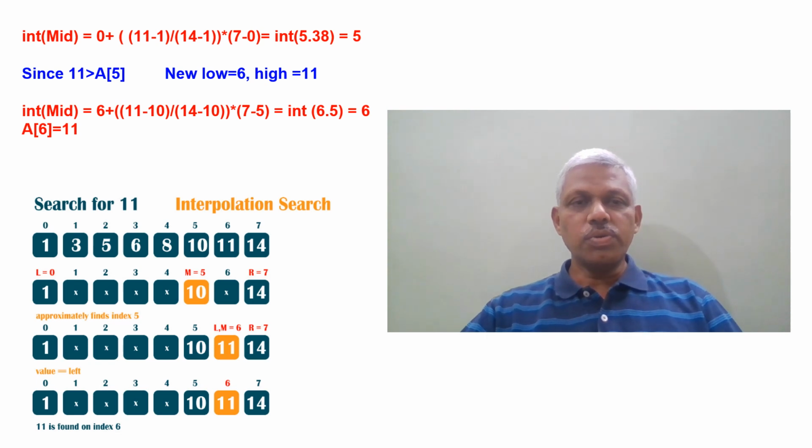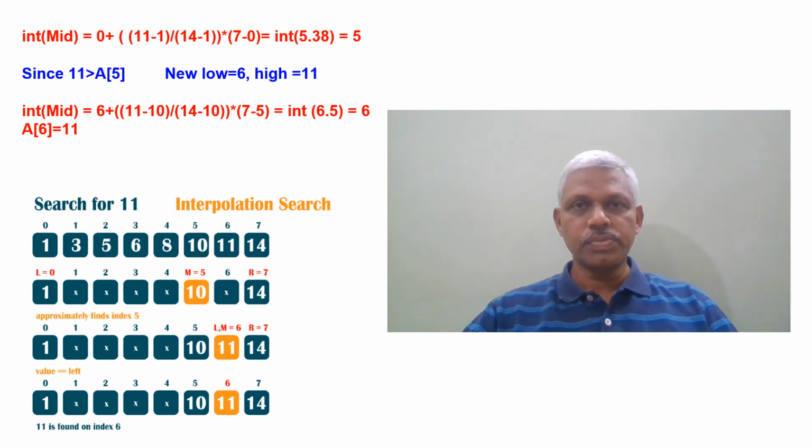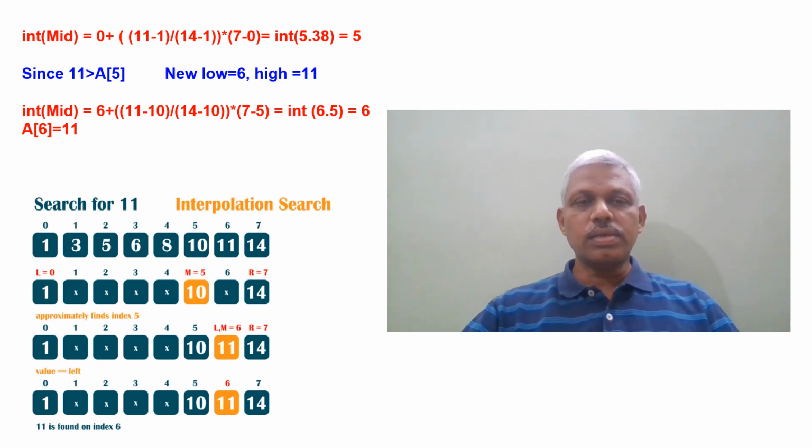When it is computed, it comes to around 5.38, and since we take only the locations, the integer value of 5.38 is 5. So the mid value is identified as 5. Then the key value is compared with a of mid, but a of 5 is 10 and the key value is 11, which is greater than that. So definitely the required key value lies to the right of this.